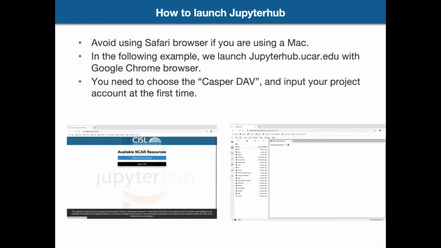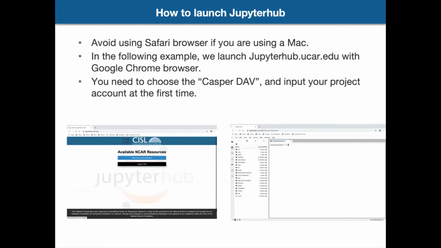And next, we talk about Jupyterhub. We can launch Jupyterhub on our resources, both Cheyenne and the DAV cluster. When you want to use Jupyterhub, please avoid using the Safari browser if you are on a Mac. It has the cookie problem. I provide my example with the Google Chrome browser.